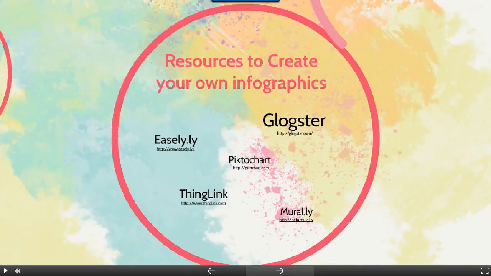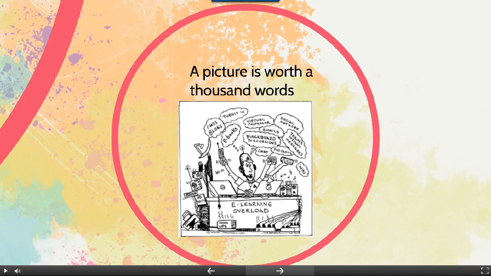There are many resources to create your own infographics. Here are a few of them that you might want to check out and try creating your own infographics. A picture is worth 1,000 words. This is a picture of a gentleman experiencing an e-learning overload. And I'm sure all of us have probably been in this situation.